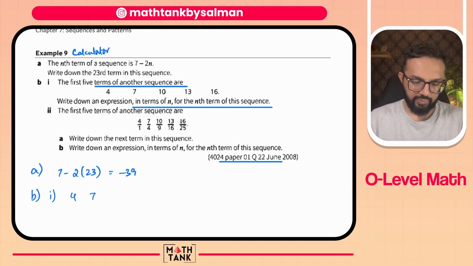So let's see what sort of a sequence I have. I think this looks like a linear sequence. So that's plus 3, plus 3, plus 3. So that's a linear sequence.